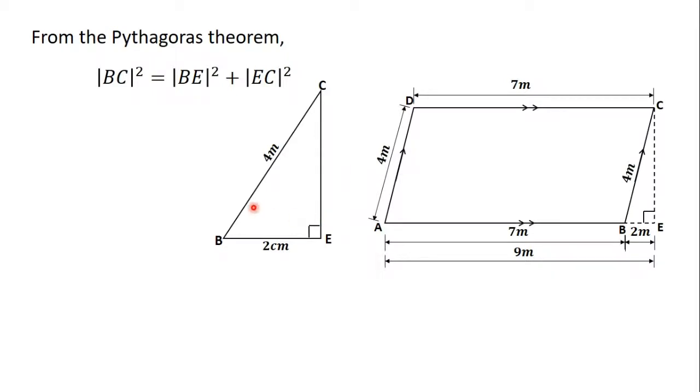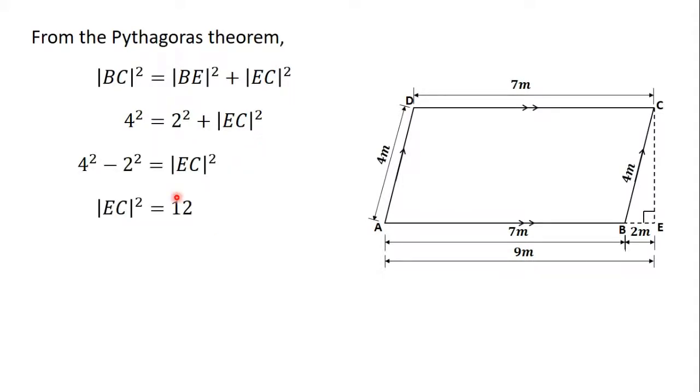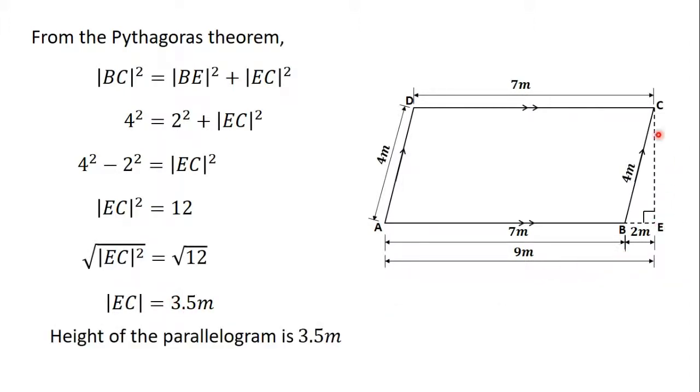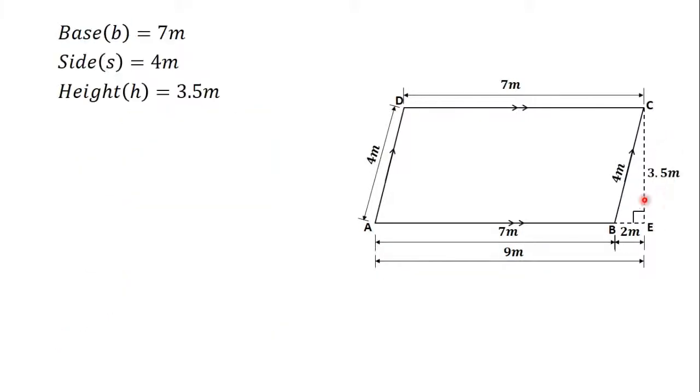If you apply the Pythagoras theorem here, you will see that BC squared is equal to BE squared plus EC squared. And this is going to give us 4 squared is equal to 2 squared plus EC squared. When you simplify this, you are going to have EC squared is equal to 12. You take the square root of both sides, and EC is equal to 3.5 meters. That means that the height of this parallelogram is 3.5 meters because the height of the parallelogram here is EC. Okay, so we now have the height of the parallelogram as 3.5 meters.